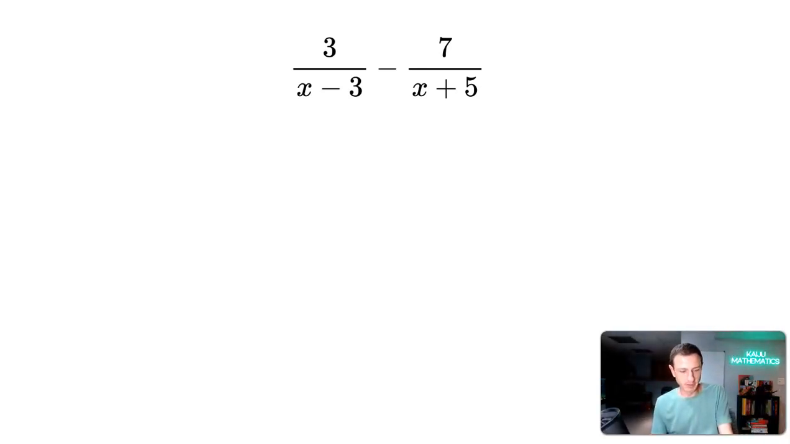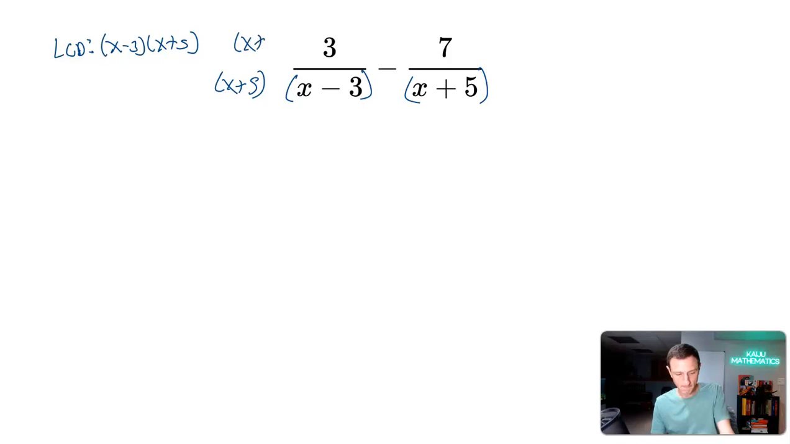So when we're dealing with different denominators and we're subtracting, you want to find the LCD. The least common denominator here is going to be x minus 3, x plus 5. Since I have different denominators, I want to multiply both by whatever factor each needs. So this first fraction, x minus 3, needs that x plus 5, so I'm going to multiply this by x plus 5. The second fraction doesn't have the x minus 3, so it needs the x minus 3.